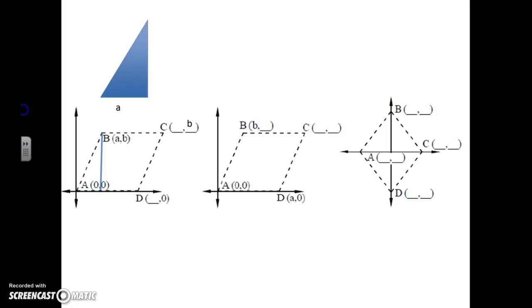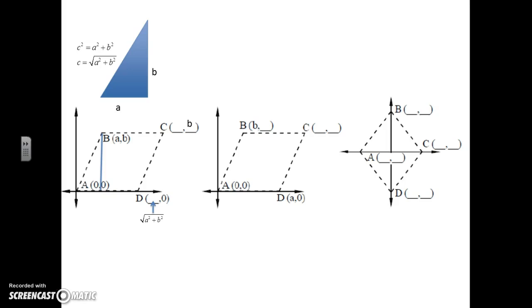Now, I know that we have gone a across and b up on this right triangle. I can now get the side length of this rhombus by using the Pythagorean theorem. c squared equals a squared plus b squared, therefore c must equal the square root of a squared plus b squared. That is the length of any side of that triangle. So I know that the x value for D must be the square root of a squared plus b squared, because D is the equivalent of the length of one side.